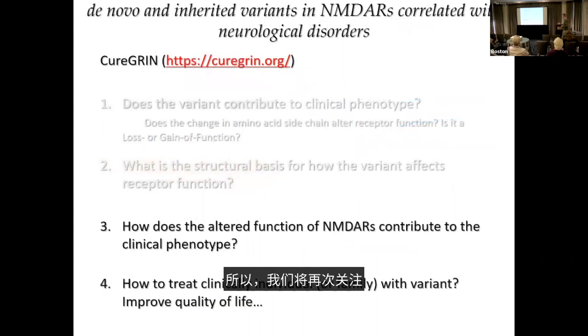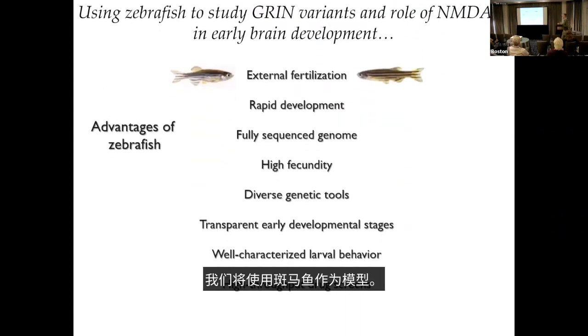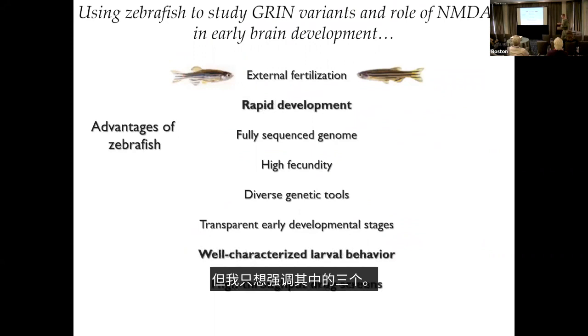So again, we're going to focus on these two general questions today, and we're going to use zebrafish as a model. Zebrafish offer many advantages, and I'm not going to go through all of them, but I want to emphasize three. One is rapid development. They undergo very rapid development, and we want to understand the role of NMDA receptors and disease-associated variants, how they're involved in brain development. So this is a real advantage.